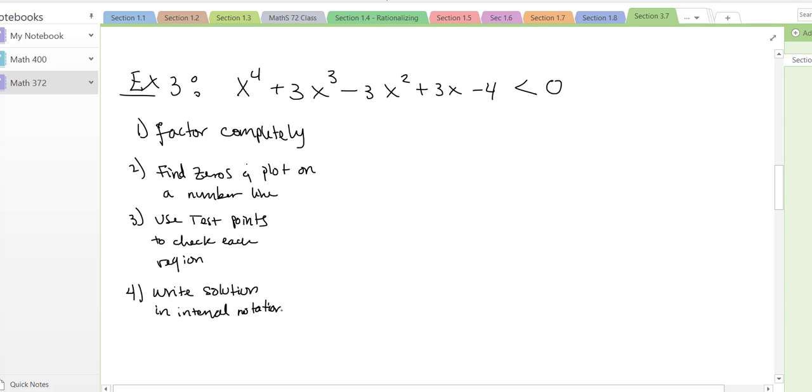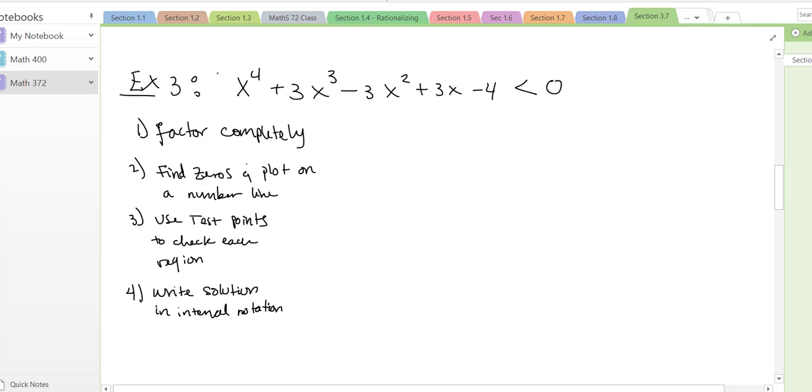looking at this fourth degree polynomial, I know that I want to factor it, but I have 1, 2, 3, 4, 5 terms, so I can't use factor by grouping. Factor by grouping usually works when you have 4 terms. So when it says factor completely, what do we do? This is when we want to use the rational root theorem and see if we have any rational roots.